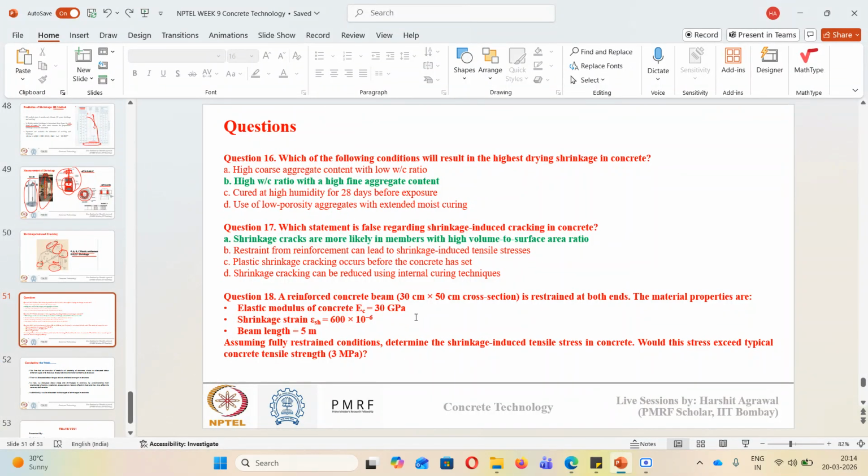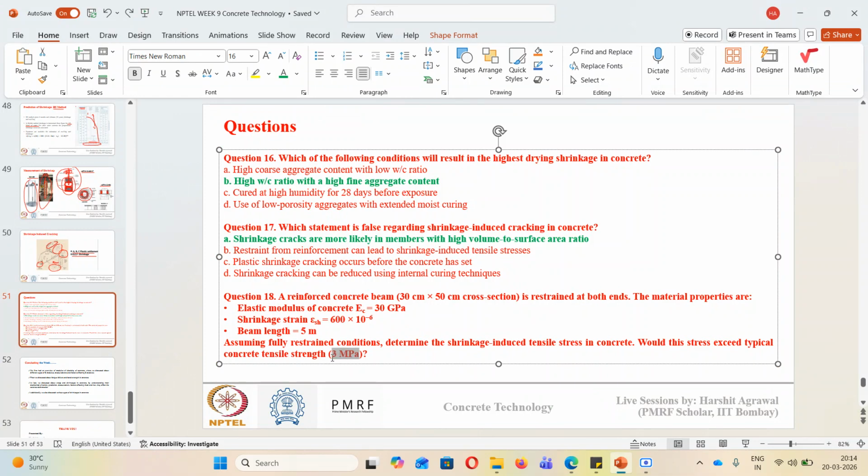Yeah, if it is 18 MPa, 18 MPa is more than 3 MPa, it means that it will cause severe cracking in concrete. This is 30 into 10 to the power 9 times 600 into 10 to the power minus 6. So this will come out to be 18 MPa. And 18 MPa is more than 3 MPa. So there will be severe cracking in concrete.